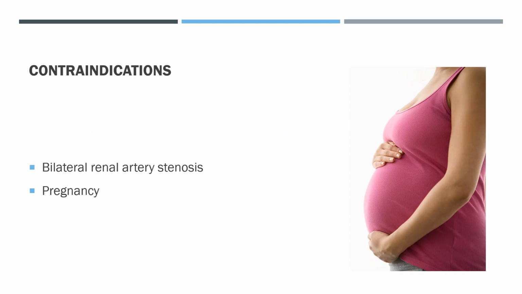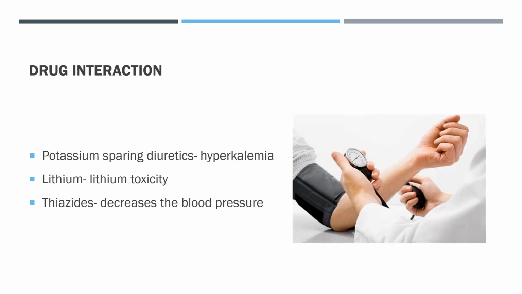What are the contraindications? We won't give ACE inhibitors to patients with bilateral renal artery stenosis and in pregnancy. In drug interactions, we would never prescribe ACE inhibitors along with potassium-sparing diuretics because there is a high chance of causing hyperkalemia, which would worsen the situation. Lithium would cause lithium toxicity, and thiazides would decrease the blood pressure further, causing a state of hypotension.